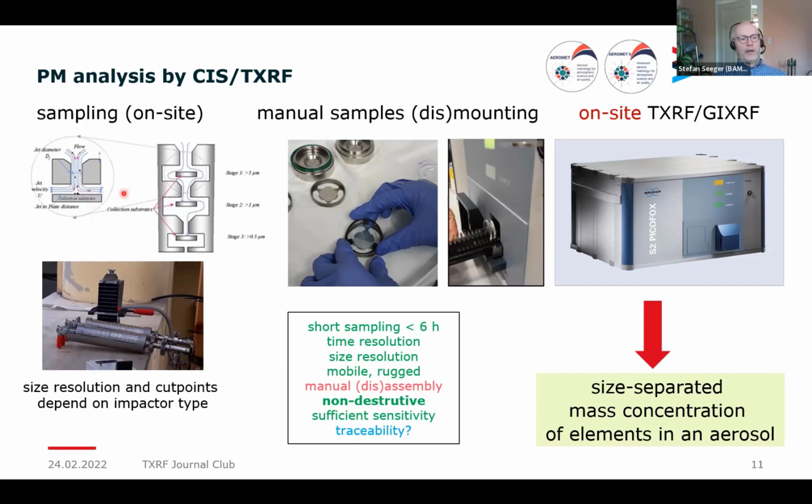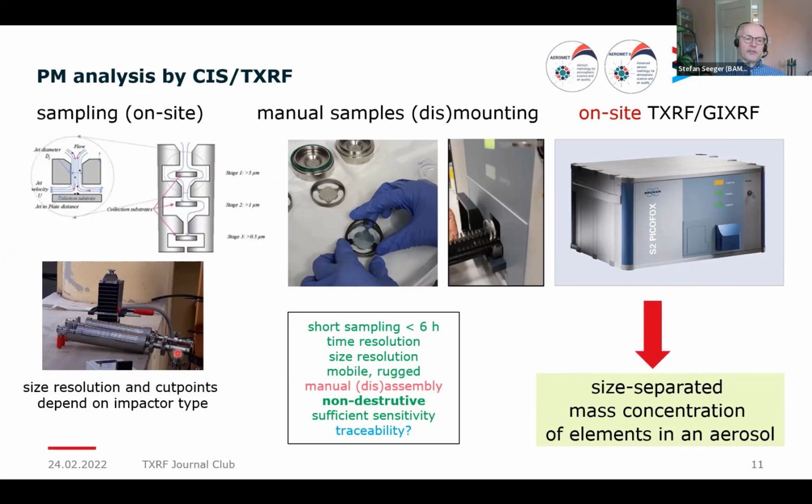make it to the next stage just by their inertia and are deposited on a substrate, while the smaller ones will make it to the next stage where the situation is slightly different, so that these then will be captured on this stage, and then again the smaller ones will reach the next stage, and so on. And each of these stages has a so-called cut point, where 50% of the particles of that given cut point will be deposited on that stage, meaning that, for instance, in stage 1 here, 5 micrometer particles will be deposited here with 50% probability.